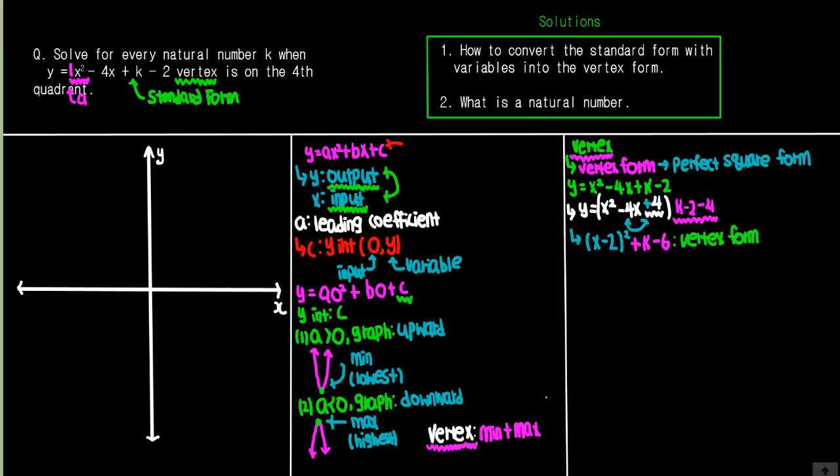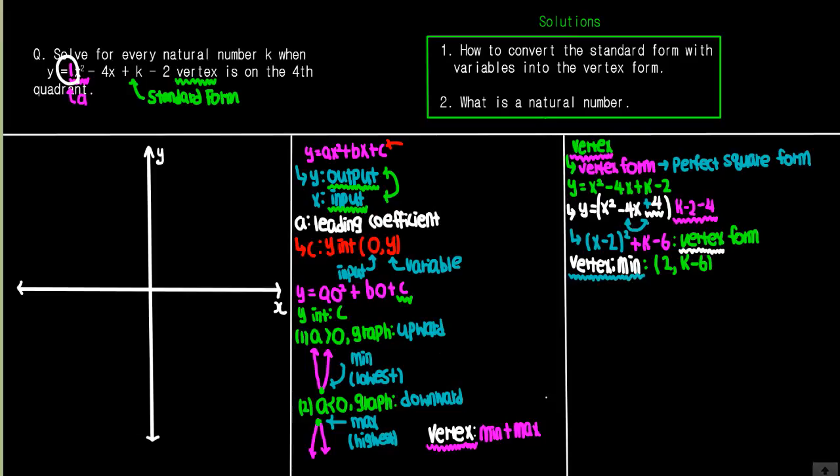Now, let's think about our vertex point. Since we know that there are two cases for a vertex, a minimum point and a maximum point, if our leading coefficient is a positive value, the vertex of our function is going to be the minimum point of our quadratic function. So our minimum point, as we have learned in a lot of videos, is going to be (2, k minus 6). This is the minimum point, the vertex of our quadratic function.